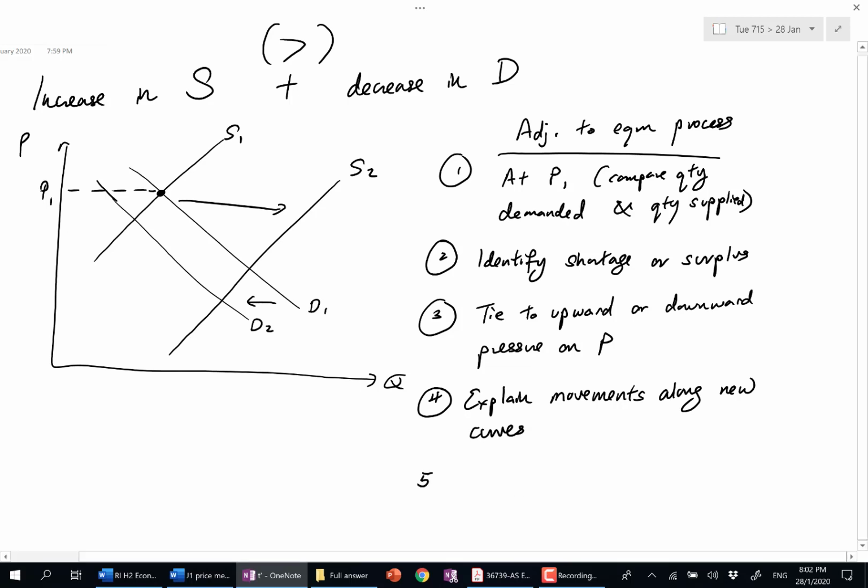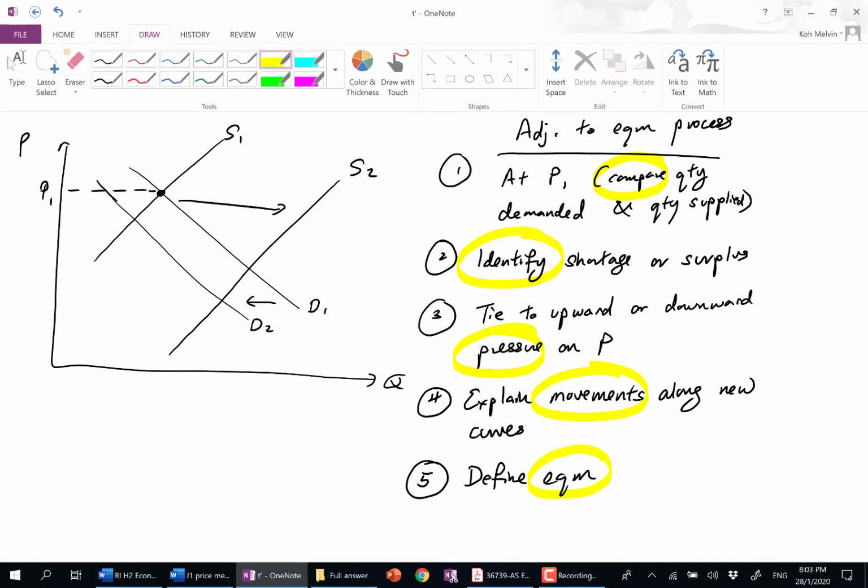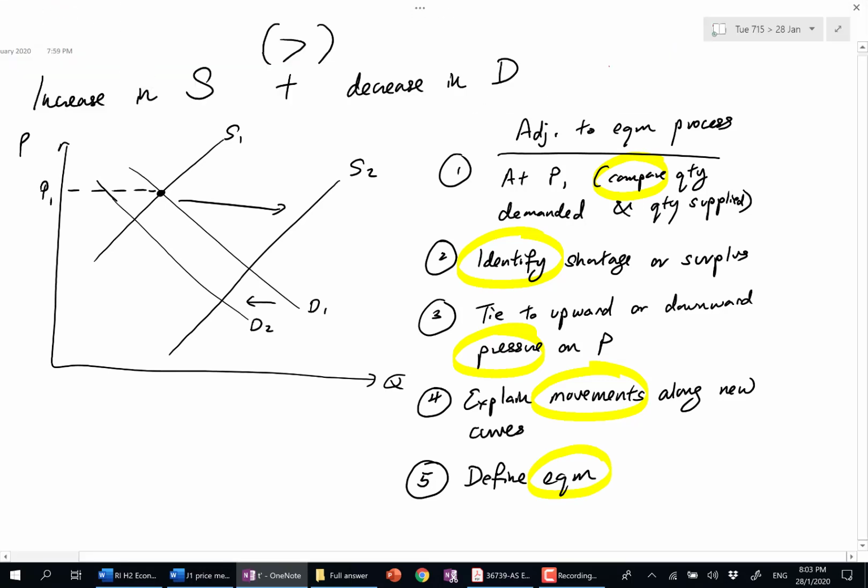Then finally, define equilibrium, which is the point where there's no tendency for further change, right? Compare, identify, pressure, movement, equilibrium. Okay? A lot of you do CIP, Community Involvement Program, right? So that's for you. CIP ME. Okay, the 5 steps.